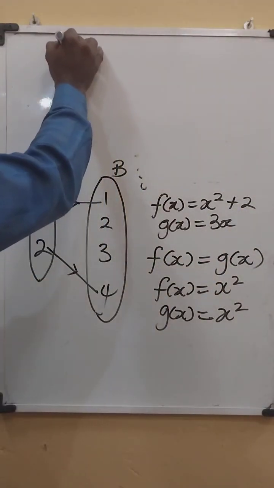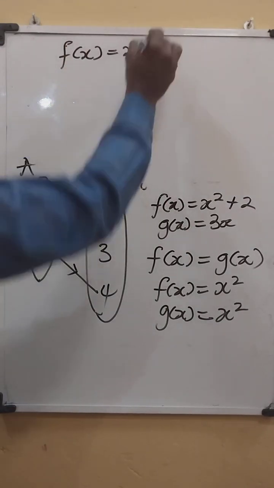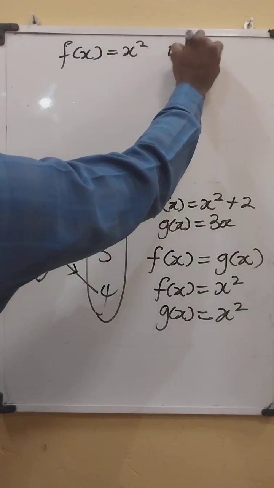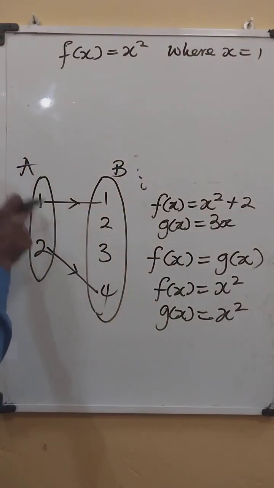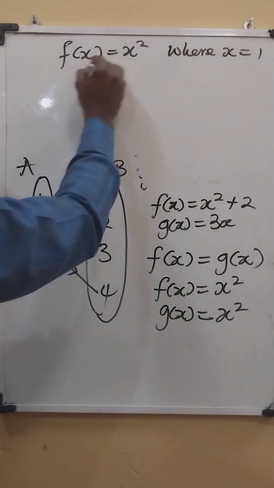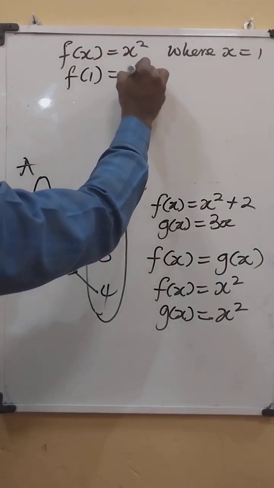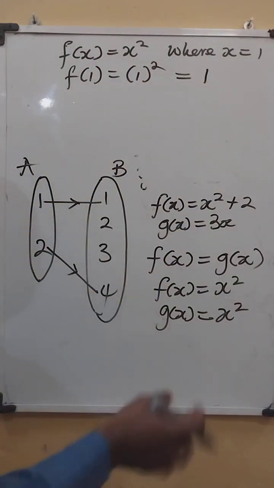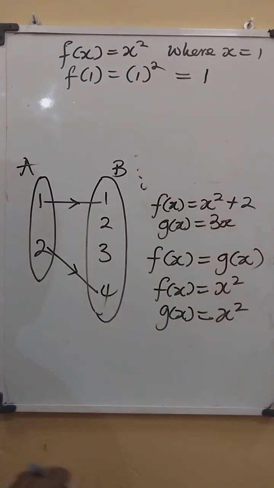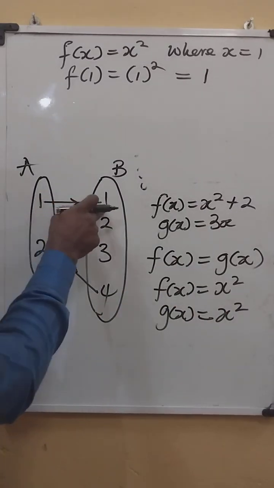So if we have f(x) is equal to x squared, where x is equal to 1 in this case, for the first domain for this function. If you substitute for f(1) is equal to 1 squared, your answer is going to be equal to what? 1, which is 1 times 1. So this is 1 to 1. This one is a mirror of this.